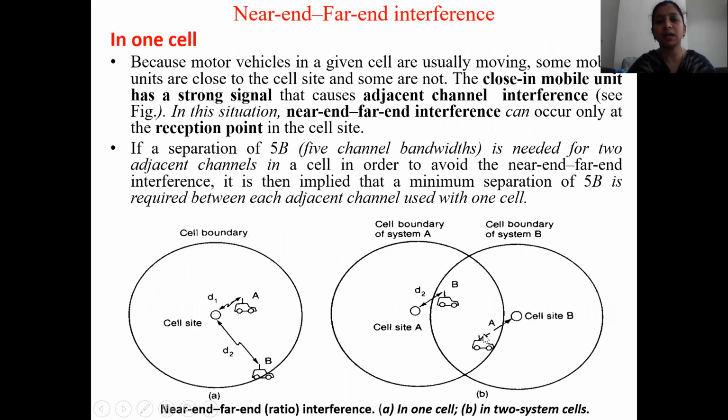The cells of two systems show how cellular system engineering solves the problem in two different systems. In this figure, you can see there are two systems: the cell boundary of system A and the cell boundary of system B. We call this cell site A and this cell site B. Mobile A is very close to cell site B and far away from its own cell site A. Similarly, mobile unit B is far away from its own cell site B and nearer to cell site A. This type of situation will cause near-end and far-end interference.